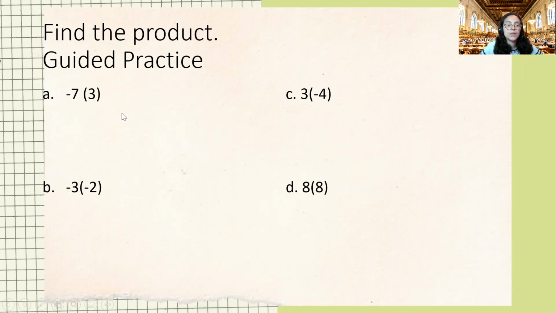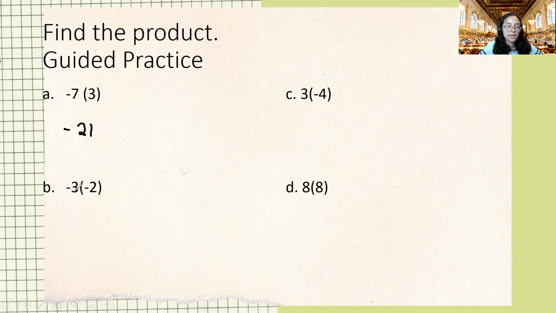Okay, hopefully you got a good look at those and you have some answers for us to compare to. So for A, we have negative 7 times positive 3. So I have a negative times a positive, so my answer is going to be negative. And now I multiply 7 times 3, and that will give me 21, and my final answer is negative 21.